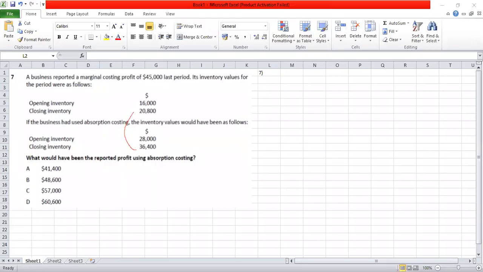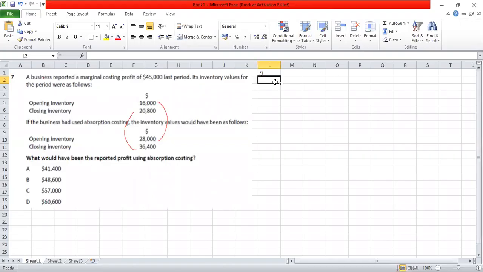Fine. That is one point of difference. Any period's closing inventory will go to the next period as opening inventory. Opening inventory, they have taken as 16,000, whereas it should have been 28,000. We start with the marginal costing profit and arrive at the absorption costing profit. So let's see the treatment of that.